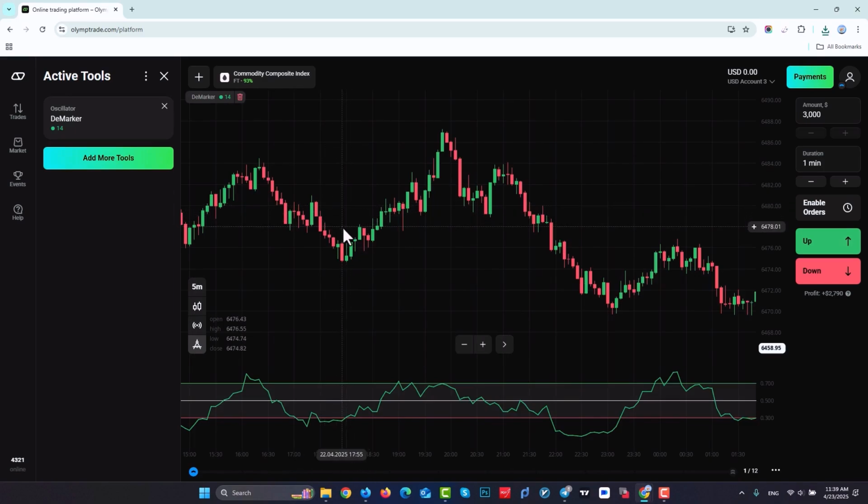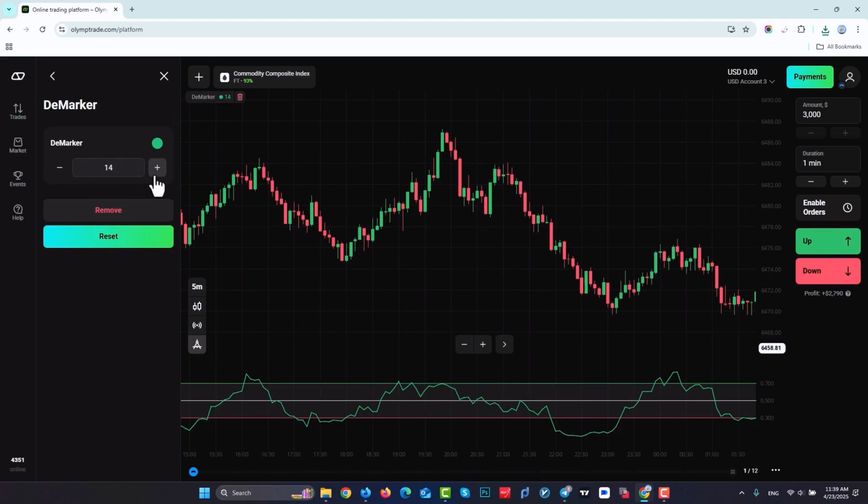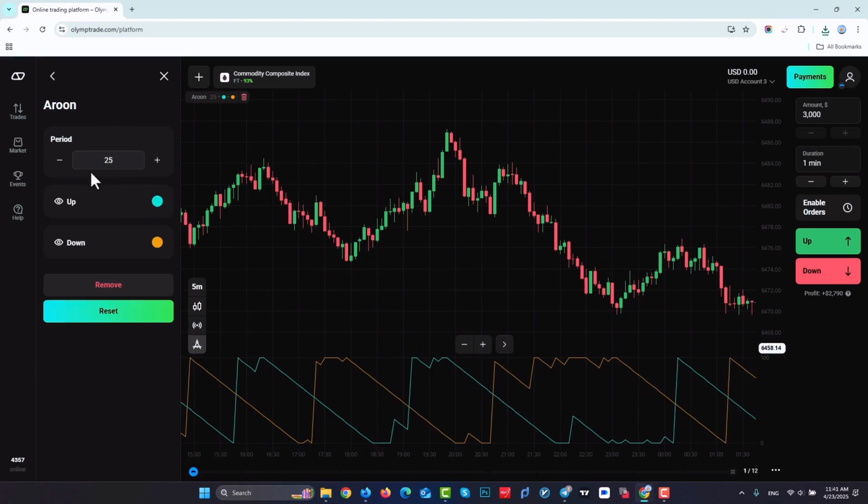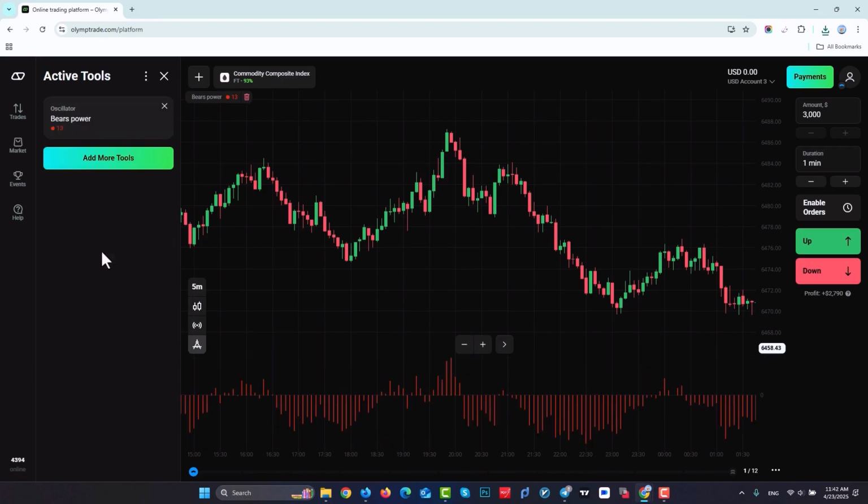The Demarker oscillator examines the buying and selling strength based on recent highs and lows, and you can adjust the settings of this oscillator among the numbers. The next oscillator is the Aroon Oscillator, which shows the timing of the start of new trends, and you can adjust the settings of this oscillator between the period and up and down.